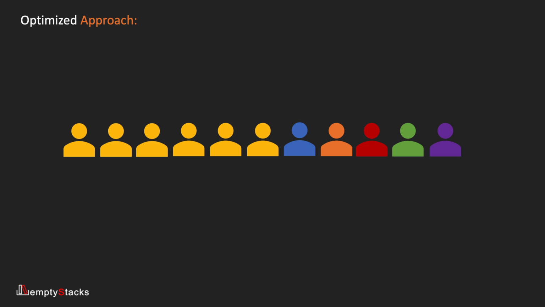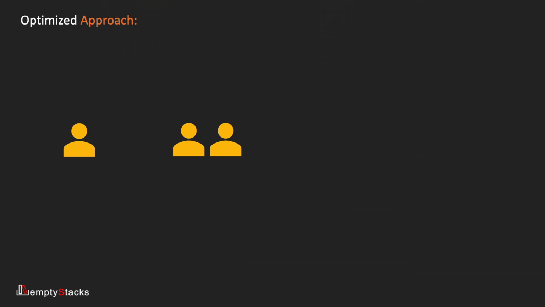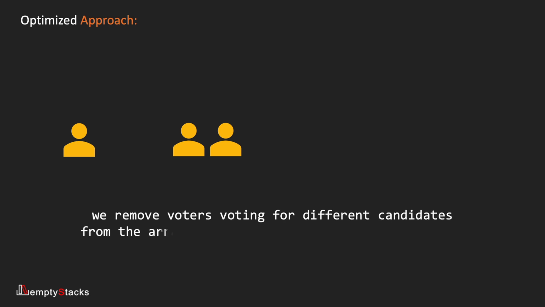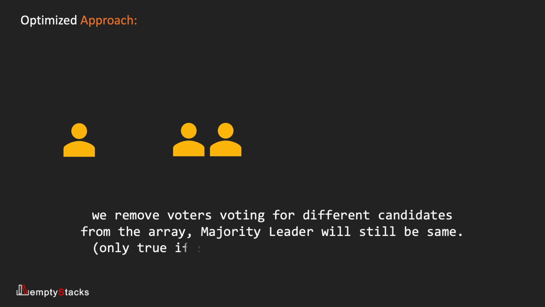Same thing you can try for n number of candidates. You can see the results are never impacted as long as you are removing voters voting for different candidates. So we can say if we remove voters voting for different candidates from the array, the majority leader would still be the same. Using this fact, let's try to build an algorithm.